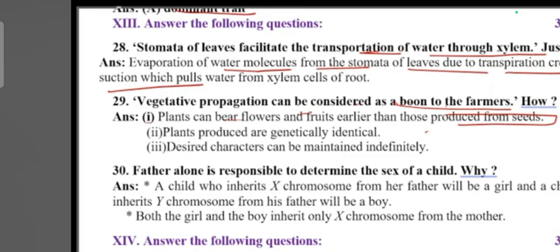Next, father alone is responsible for determining the sex of the child. Why? A child who inherits the X chromosome from her father will be a girl, and one who inherits the Y chromosome from his father will be a boy. Both girl and boy inherit only X chromosomes from the mother.